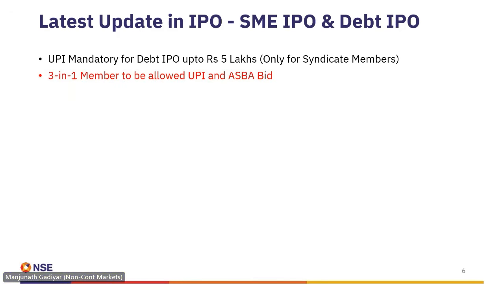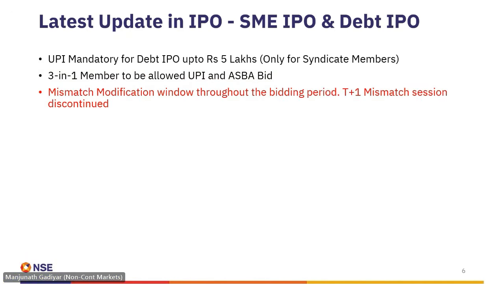So these are the latest changes which have happened in debt IPO. UPI, which was an additional payment mechanism option, has now become mandatory for debt IPO up to 5 lakhs for syndicate members or trading members. Members shall be allowed UPI as well as ASBA both.